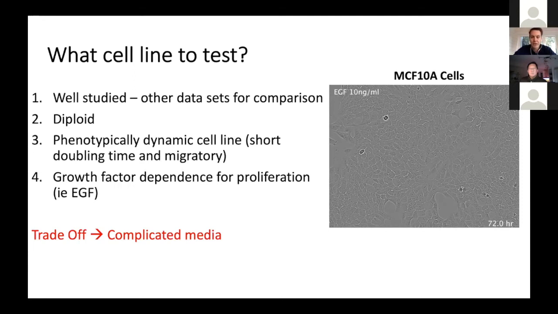So they don't necessarily have an oncogenic mutation that is driving their proliferation independent of any sort of external stimuli. One of the potential trade-offs within any sort of cell line is the media. And this was one of the big trade-offs in deciding to use MCF10A as a cell line, because they have a relatively complicated media.